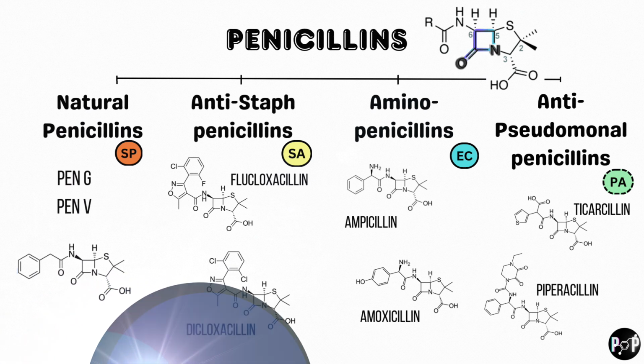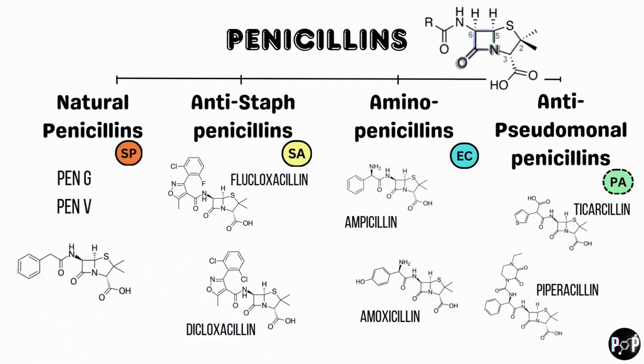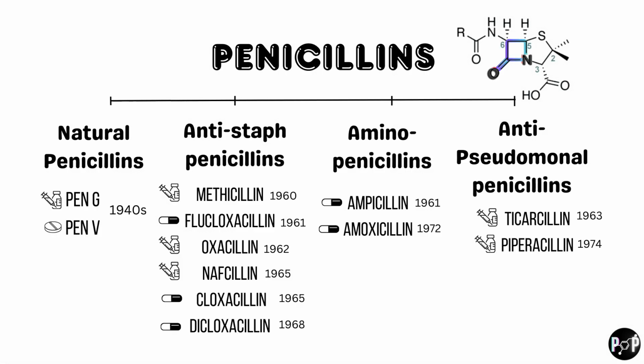There are 4 groups or generations of penicillins: the natural penicillins, which consist of the original penicillin compound, the anti-staphylococcal penicillins, the aminopenicillins, and the anti-Pseudomonal penicillins. The natural penicillins came out in the 40s, and the rest mostly came out in the 60s, with amoxicillin and piperacillin coming out in the 70s.